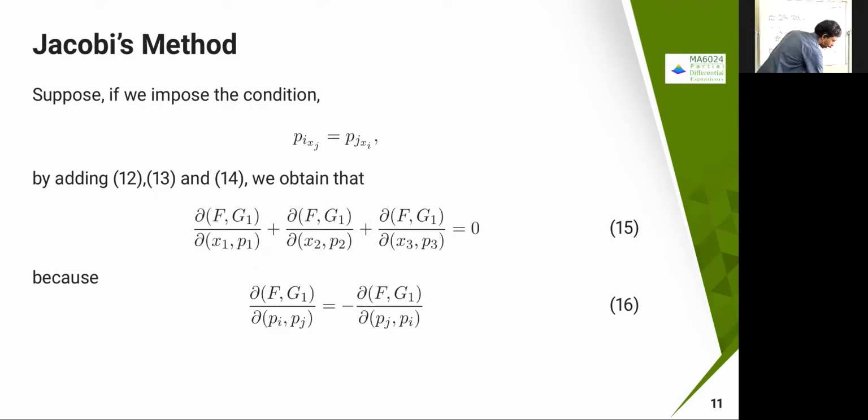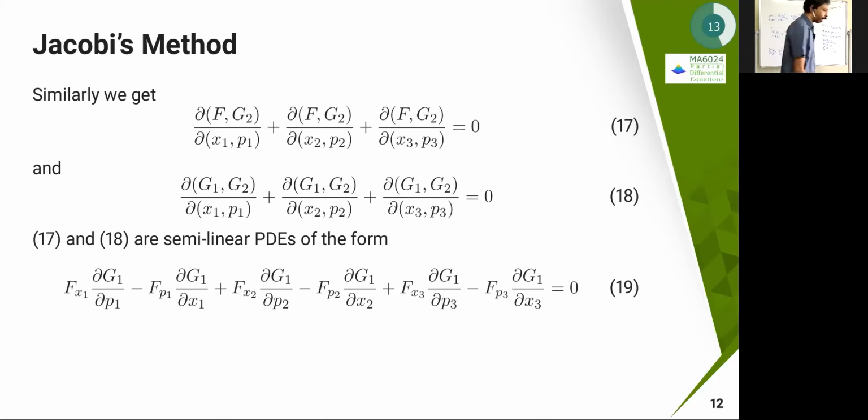So that is going to give me the condition: dou of f, g1 divided by dou of x1, p1, plus dou of f, g1 divided by dou of x2, p2, plus dou of f, g1 divided by dou of x3, p3, equal to 0. Because of that relation which you already mentioned, dou of f, g1 by dou pi, dou pj equal to minus. So similarly for this equation also you can do. So I did G1 so far.